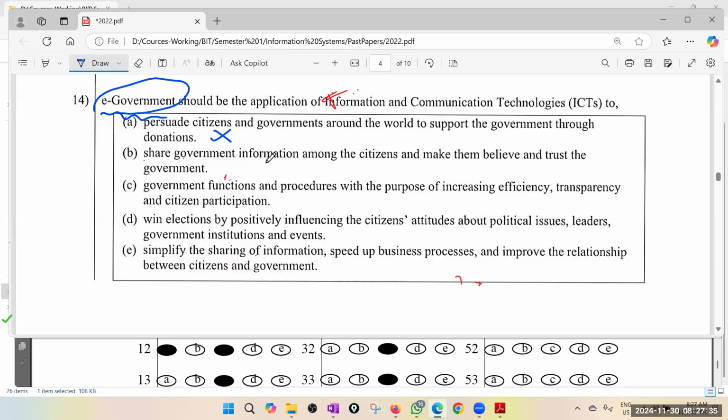Share government information among the citizens and make them believe and trust the government. So that is not e-government.